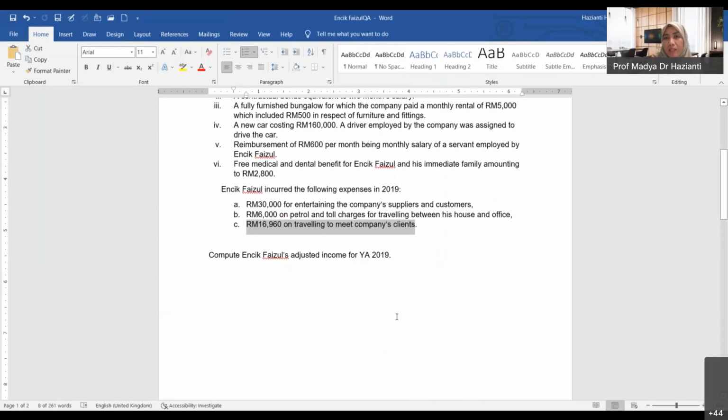Ini baru satu part employment income. Nanti kita ada apa ni? Non-business income, ada investment income pula lagi.